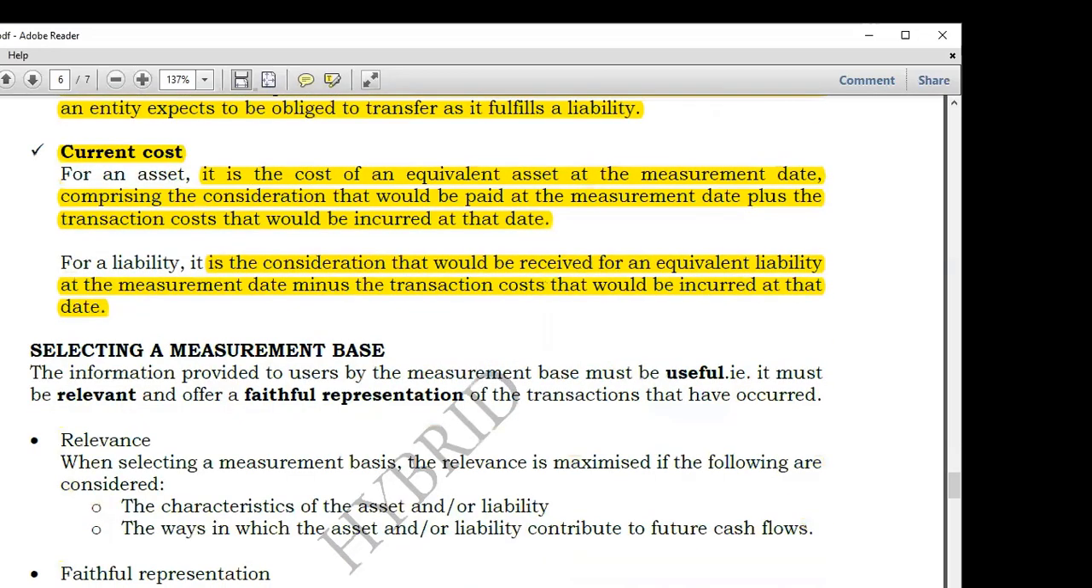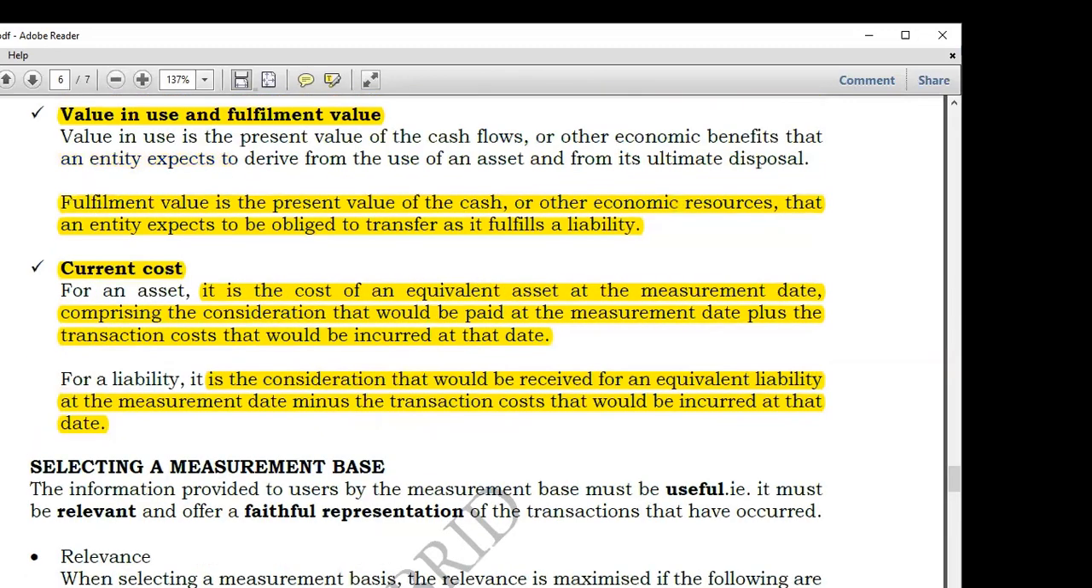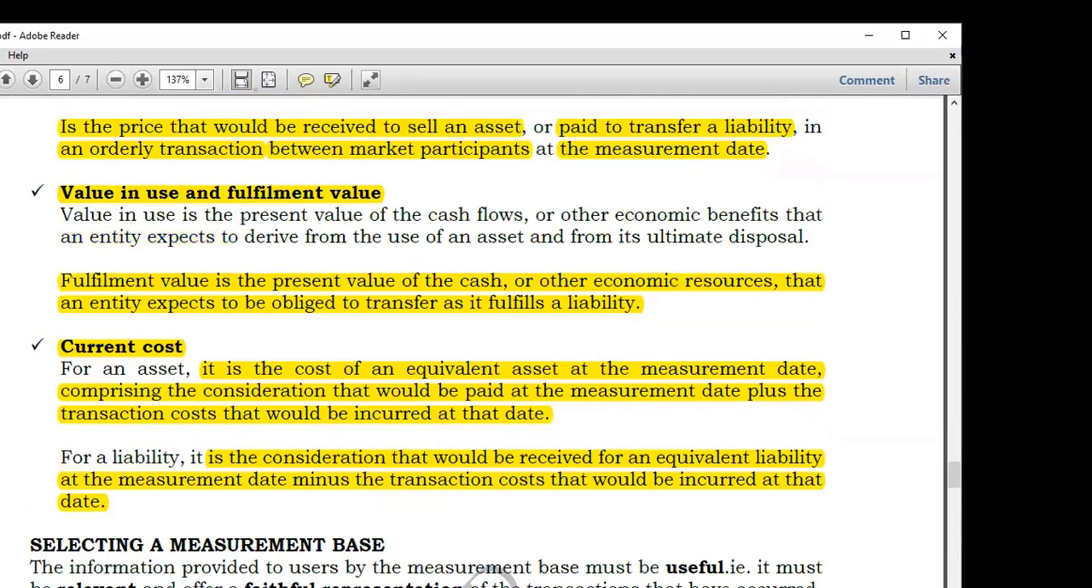Sorry, Fred. Yes. Let me understand the value in use here. Yes, I understand what you explained on value in use. Now, fulfillment value, under what circumstance does it arise?